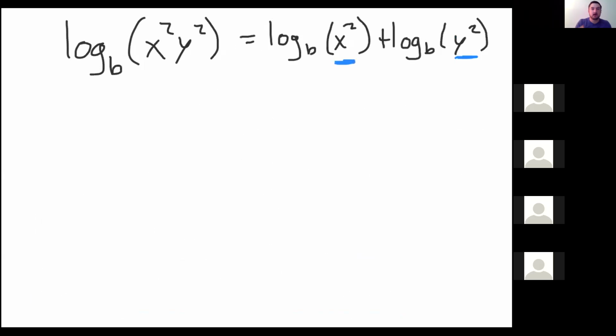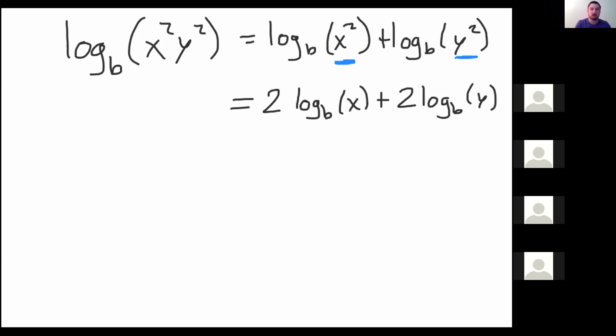So that squared for both the x and the y, I'm going to bring out in front of that log, giving me a 2 log base b of x plus a 2 log base b of y. And then again, I ask myself the same question. Are there any more log properties that I can apply to expand this thing out? Or can I maybe calculate a log? And the answer here is no.